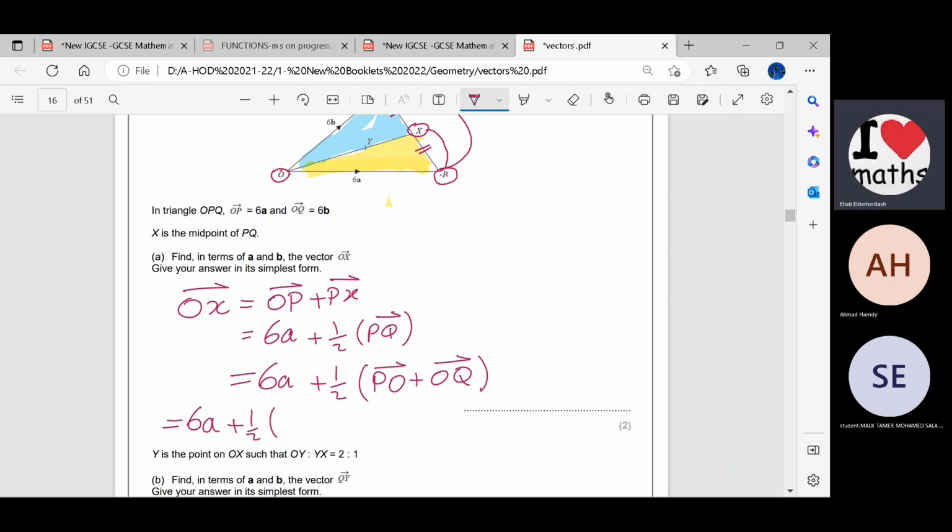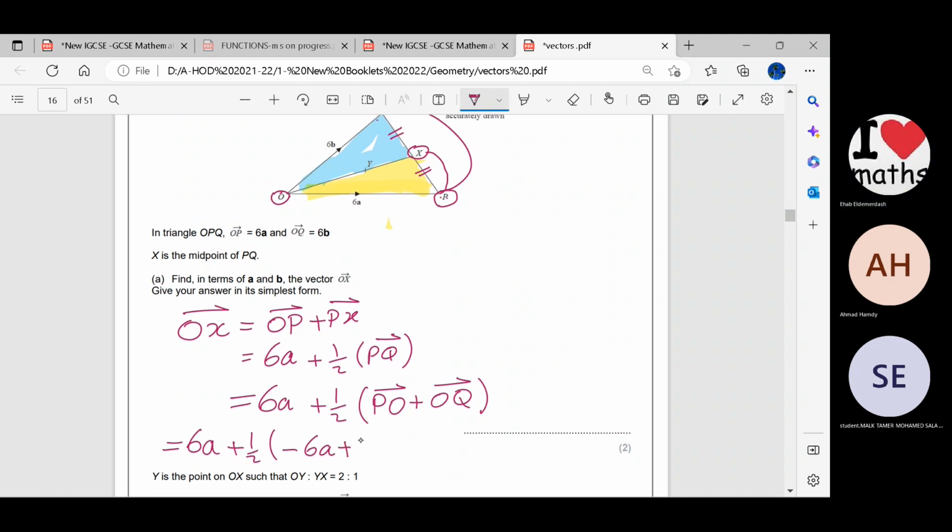PO. Who can express the PO? It's negative 6A. Okay, what about the OQ? Great, plus 6B. Okay, let's try to put it in the simplified version. So here I have 6A minus 3A plus 3B.